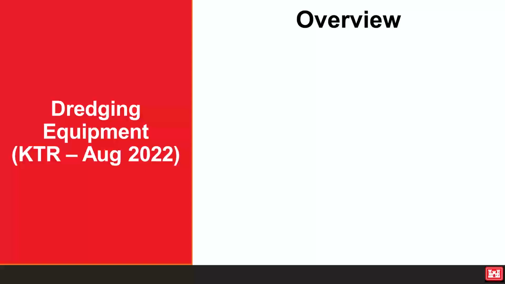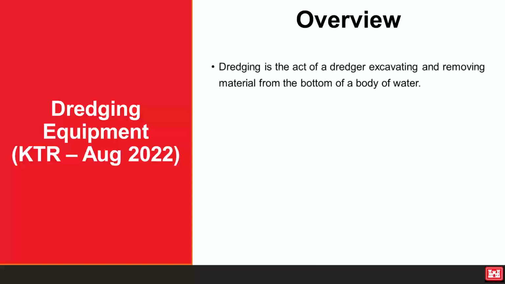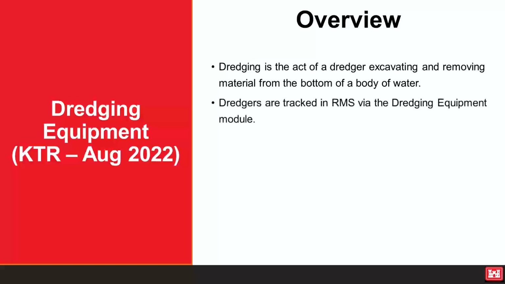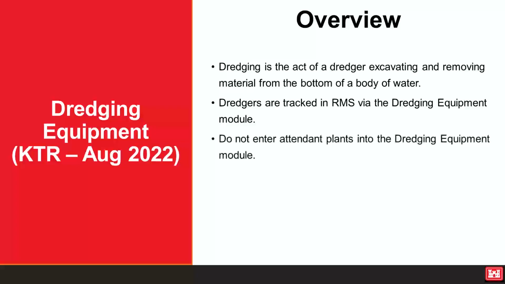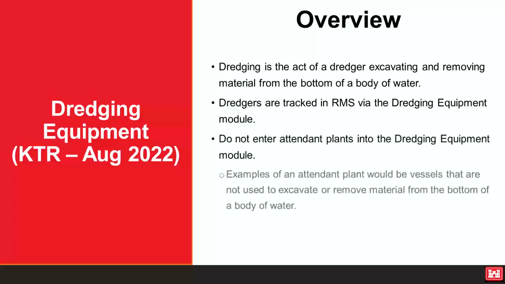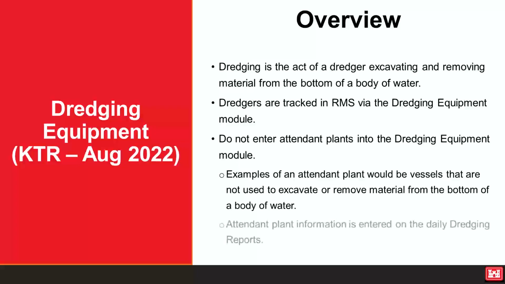Now let's get started. Dredging is the act of a dredger excavating and removing material from the bottom of a body of water. Dredgers are tracked in RMS via the Dredging Equipment module. Do not enter attendant plants into the Dredging Equipment module. Examples of an attending plant would be vessels that are not used to excavate or remove material from the bottom of a body of water. Attendant plant information is entered on the daily dredging reports.